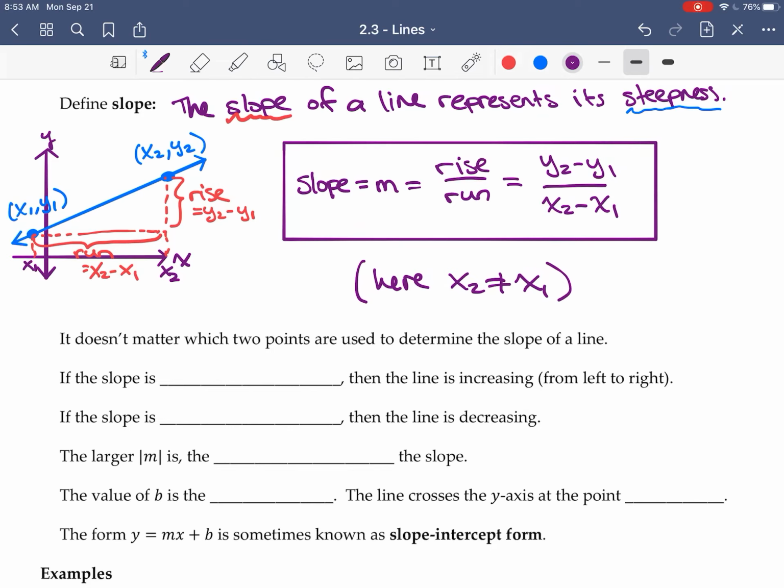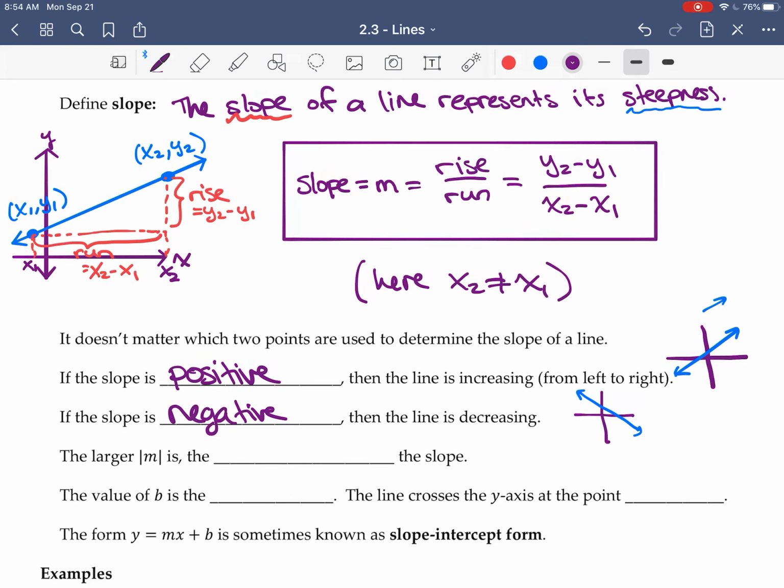Now there are some specific properties about the slope. If the slope is positive, then the line is increasing. It goes up to the right. If there are my axes, it's going to look like that. You're going up to the right that way. If the slope is negative, then the line is decreasing, which means that it goes down to the right, or up to the left if you prefer.